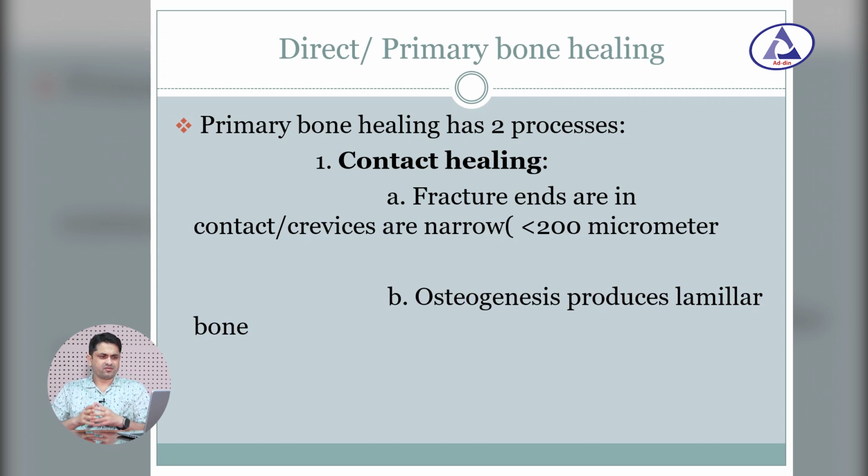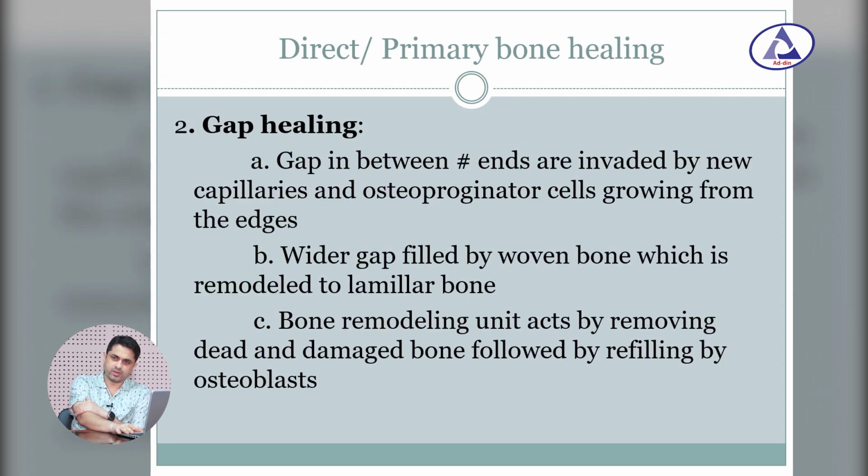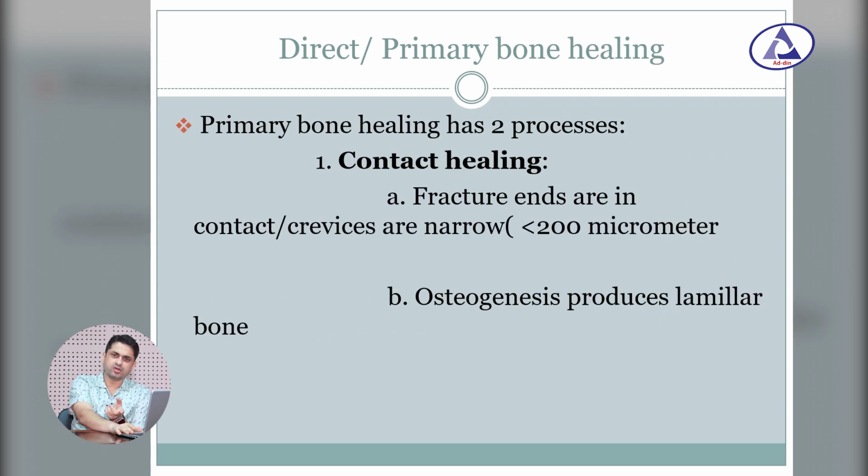Contact healing means the fracture ends are in contact. There is a less than 20 micrometer gap within the fracture site, and osteogenesis produces directly laminar bone, not woven bone. In secondary bone healing or indirect union, at first woven bone is produced followed by laminar bone, but in case of primary bone healing, they directly form laminar bone.